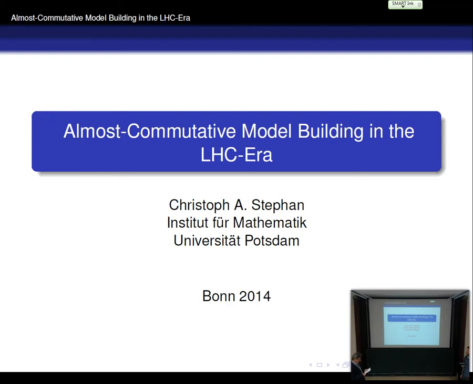Christoph Stephan, Almost-Commutative model building in the LHC-Era.